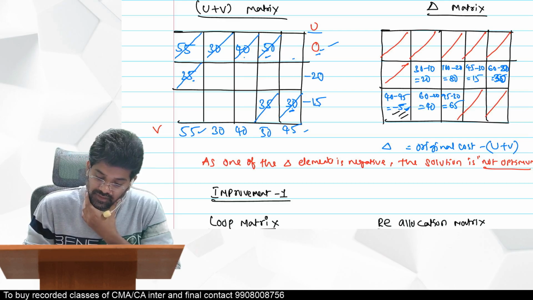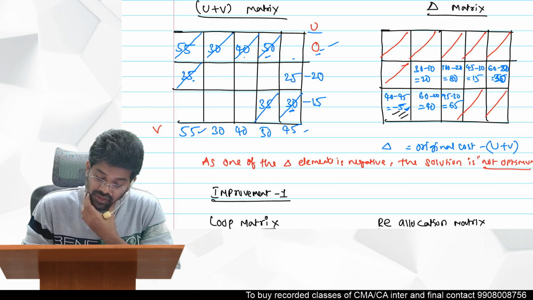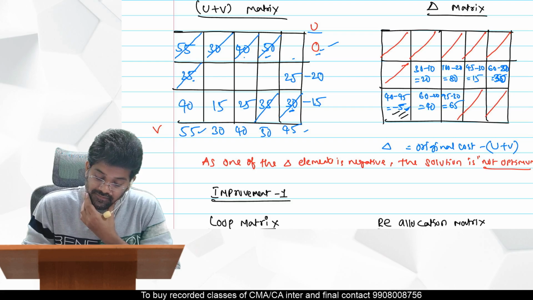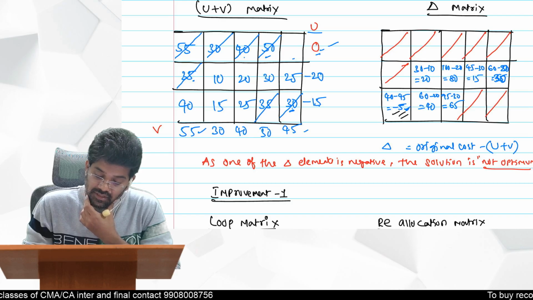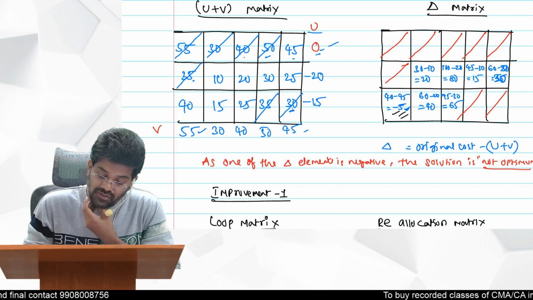Yes. Now let us get this done. 45 minus 20 is 25. Then 40 minus 15 is 25, 30 minus 15 is 15, 50 minus 15 is 40, then 30 minus 20, 10, then 40 minus 20 is 20, 30 minus 20, 50 minus 20 is 30, then 45 plus 0 is, this one is 45. Yes. So these all are unallocated.